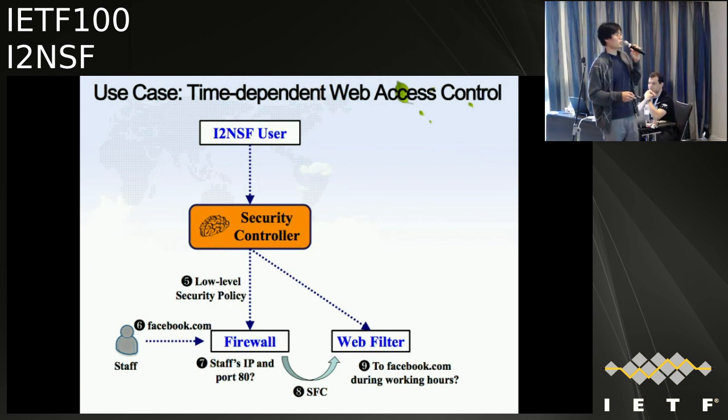So if a staff member tries to access Facebook.com, the traffic is first forwarded to the firewall for basic inspection. The firewall checks whether the source IP address is the staff member's IP address or not, and also checks the port number to identify these packets as HTTP protocol. If the two conditions match, the firewall triggers the web filter for more inspection, in this case target URL inspection. If the packet is forwarded to the web filter, the web filter checks whether the target URL is facebook.com or not. If this condition is satisfied, the web filter drops the packet. So this is the scenario of time-dependent web access control.